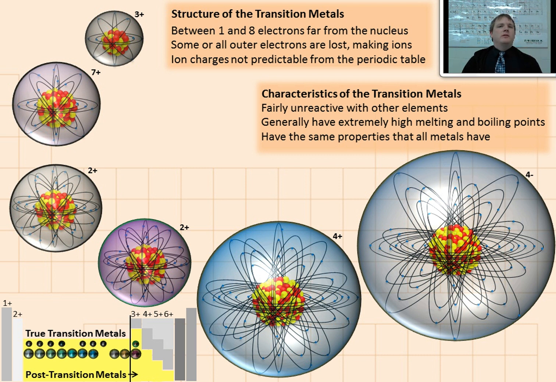So now you know a little bit more about the transition metals in the periodic table, probably the most common metals used in structures and technology in everyday life.